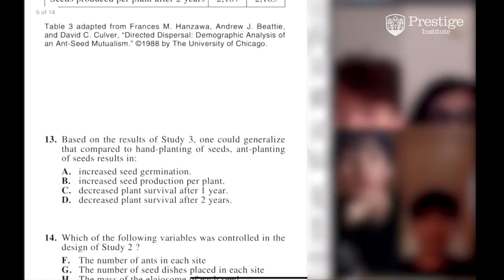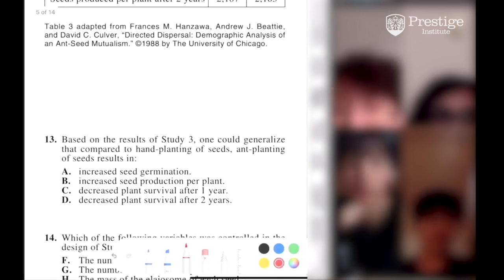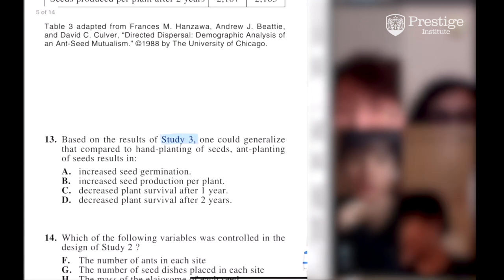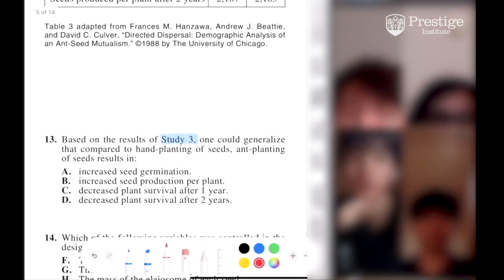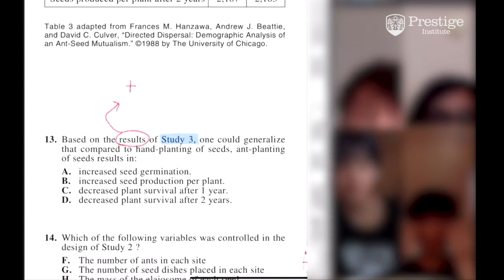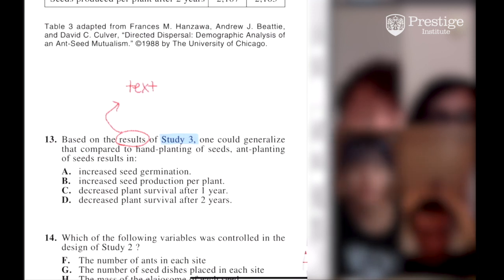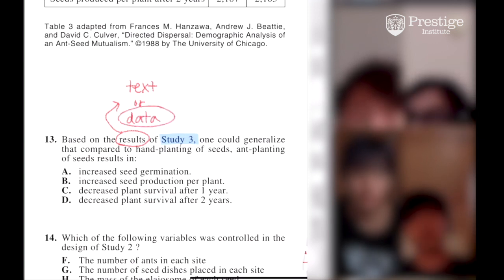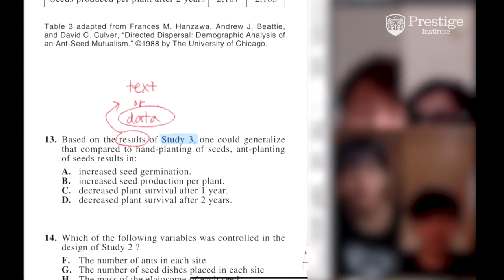So 13, we have based on results of study 3. Samya, which study am I looking at? Study 3. And Jawan, I have a question for you again. When I say results, do I look at the text of the study, as in the words and sentences, or do I look at data? Data. Data, good. So that's one of the things that we also mentioned yesterday.